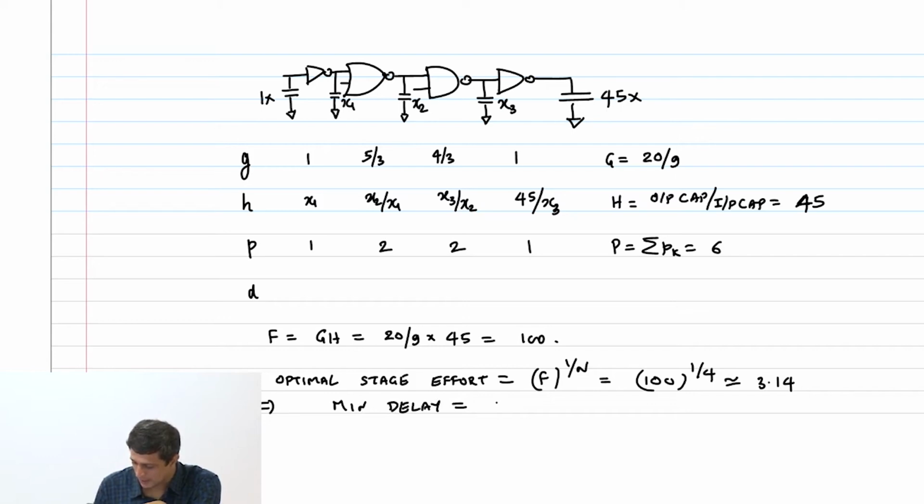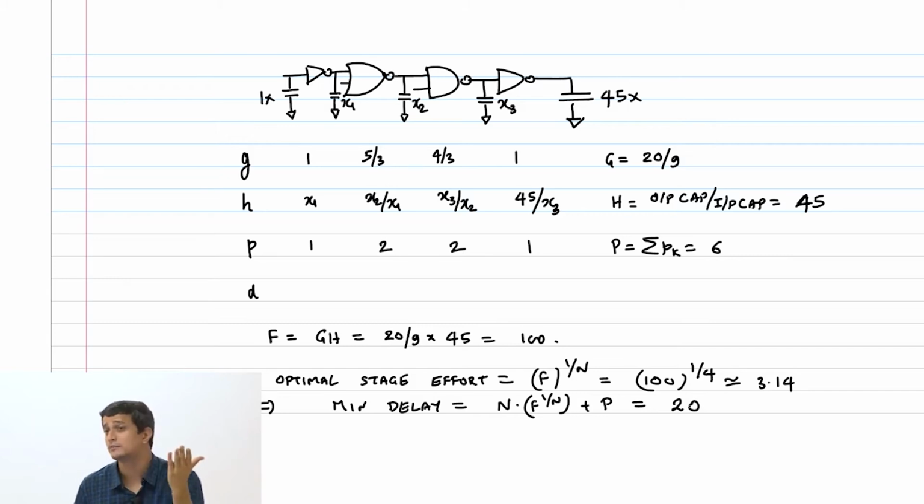Which implies the minimum delay is nothing but n into f power 1 by n, because the delay of each stage is now f power 1 by n plus p. How much do you get? About 20, because you get 3.14 into 4 plus 6, about 20, is it? Yeah, 18.6, it doesn't matter. Okay, this is the minimum delay.